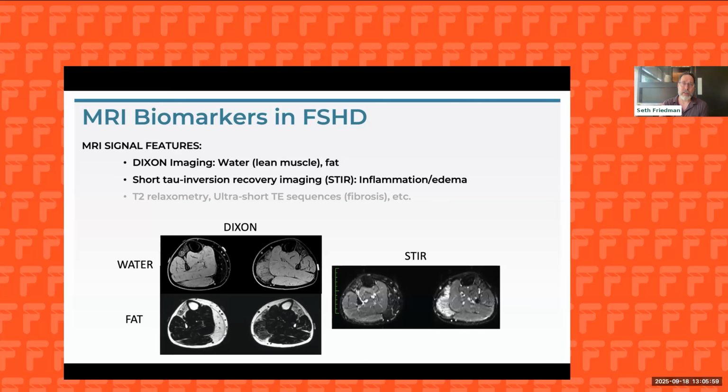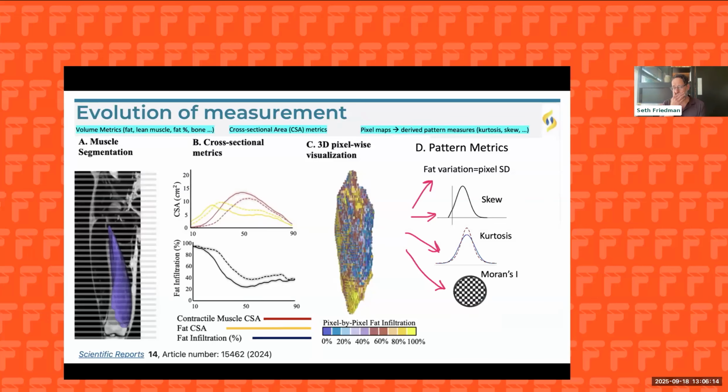There have been a lot of other things used, like T2 relaxometry to measure water. We've used ultra short TE sequences to look at things like fibrosis, but these are a little more niche and not as common across the field. And to parallel where we were 15 or 20 years ago, it was quite difficult to measure a lot of things on muscles because it was a very manual process.